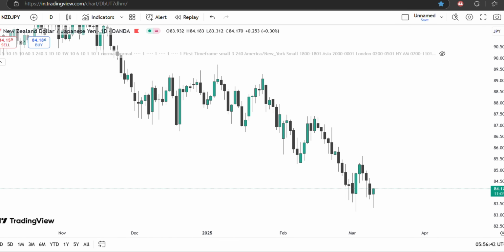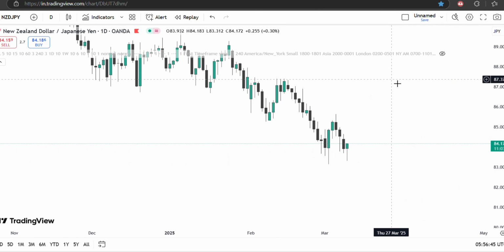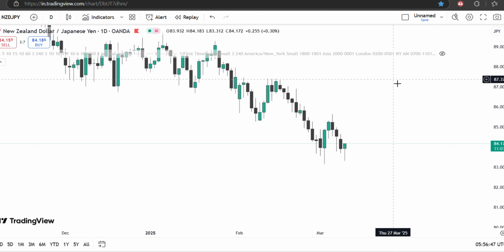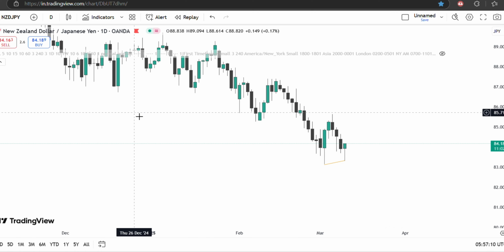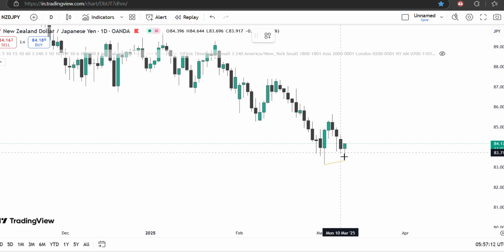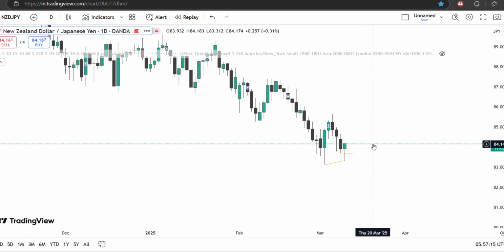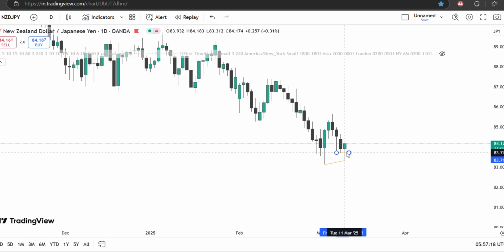Okay, so I went to NZDJPY and I realized that the current price leg failed to take the external range liquidity, which means that price has formed SMT with AUDJPY, because on AUDJPY we took that external range liquidity, but on NZDJPY we didn't take that external range liquidity. So I realized that price had formed SMT, and also we've taken the previous daily low, right? So we've taken two liquidity here. One is the external range liquidity and one is the previous daily low.